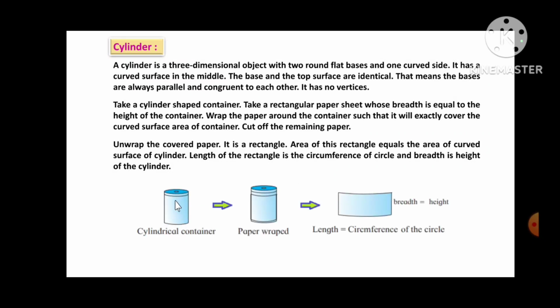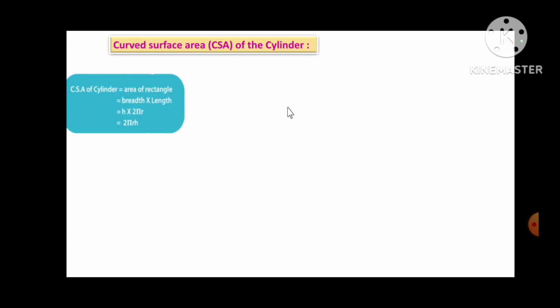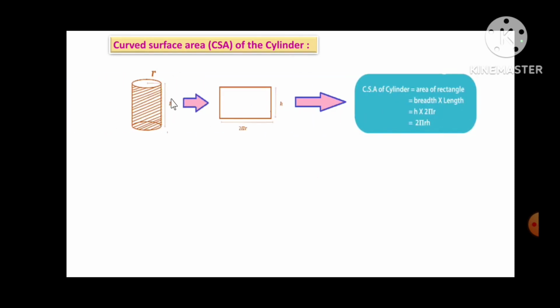So here you could see the cylindrical container and the paper wrapped around it. The breadth is equal to the height and the length is nothing but the circumference of the circle. So friends, now what is the curved surface area of this cylinder? This is the cylinder having height h. The radius of this base is r. When the paper is unwrapped, it turns into a rectangular shape whose length is 2 pi r, that is the circumference of the circle, and breadth is the height.